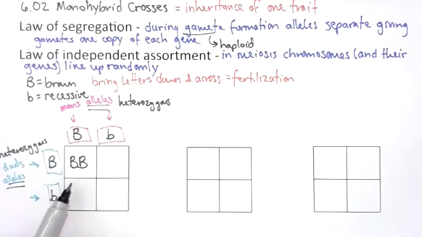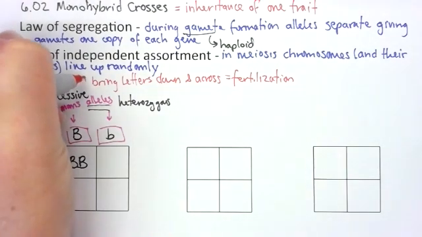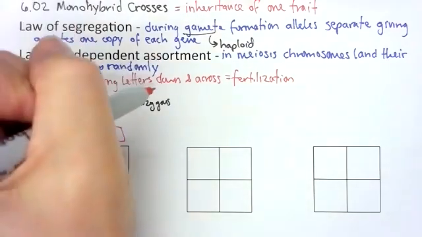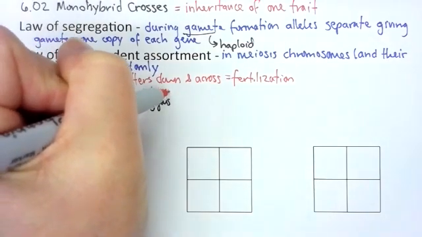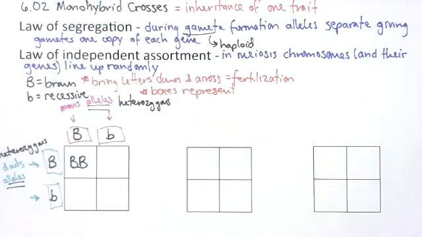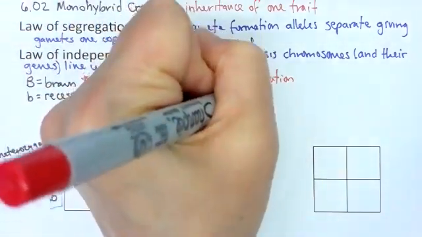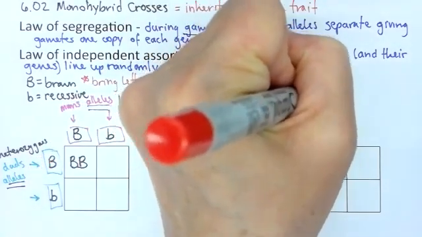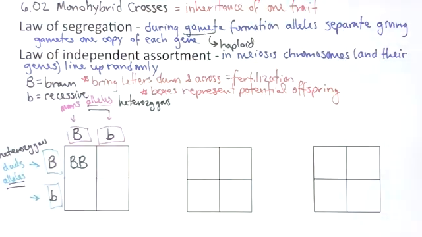And that's the next important thing. These boxes are potential offspring. So this is an important point. And the other important point is that the boxes represent potential offspring. Okay, so let's keep going.